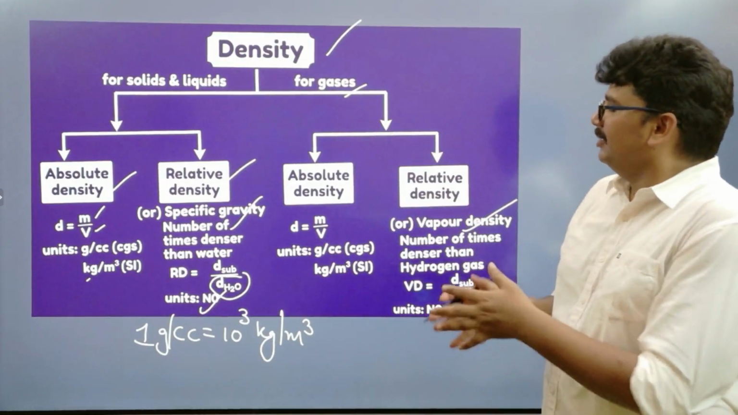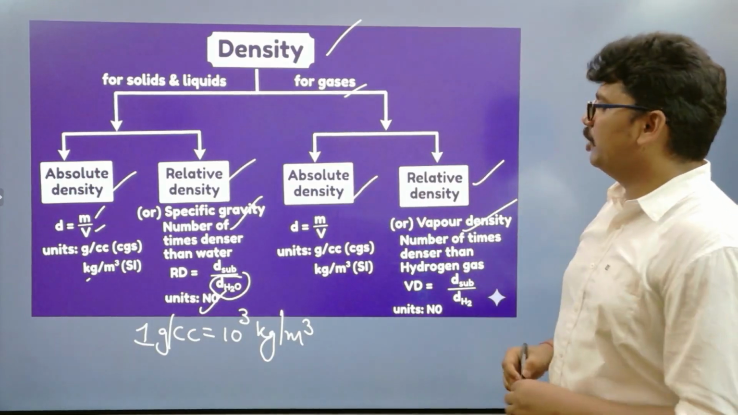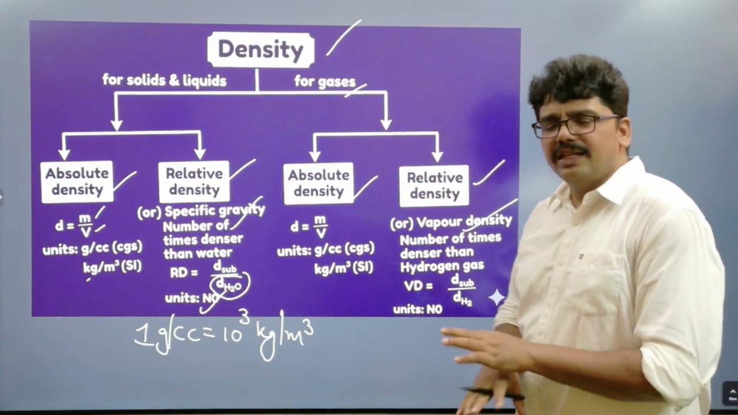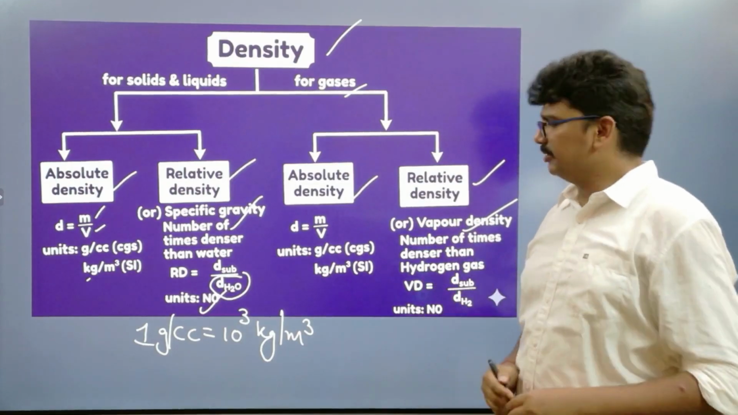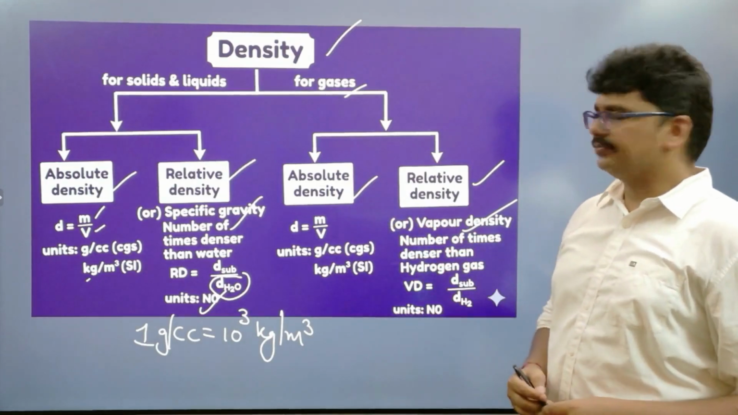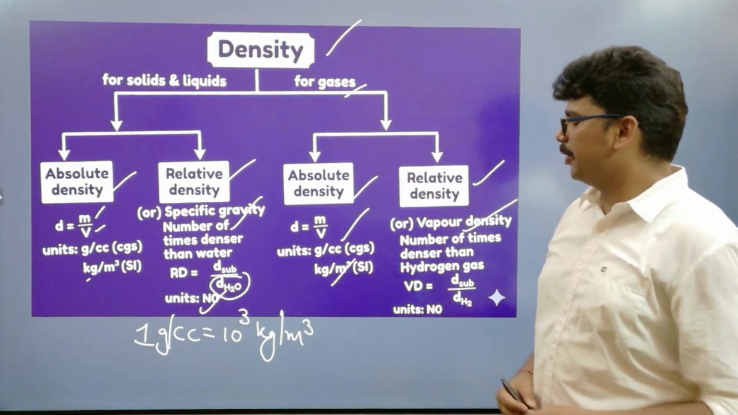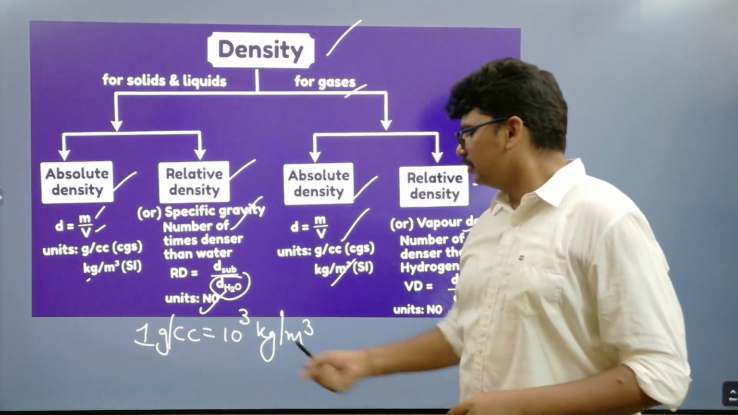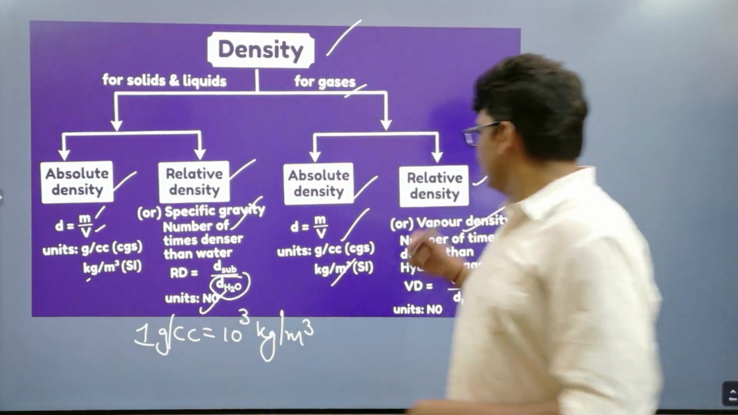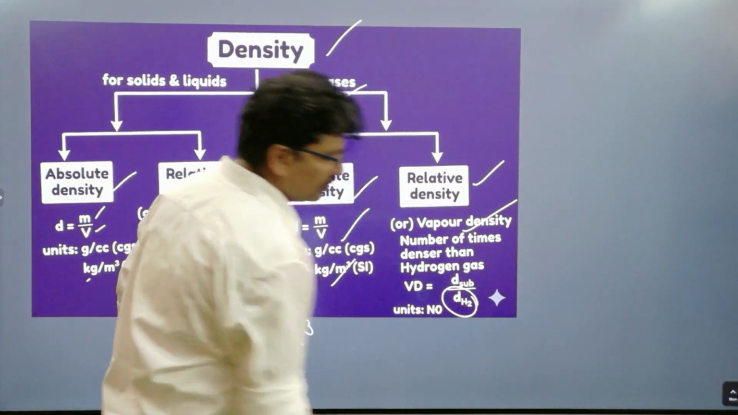Now coming to gases. Even in gases, we have two different types of density, that is absolute density and relative density. So absolute density is actual density of the given gas. So mass of the gas divided by volume of the gas. Units are grams per cc and kg per meter cube. 1 gram per cc is equal to 1000 kg per meter cube. Now relative density means here our reference is hydrogen gas.